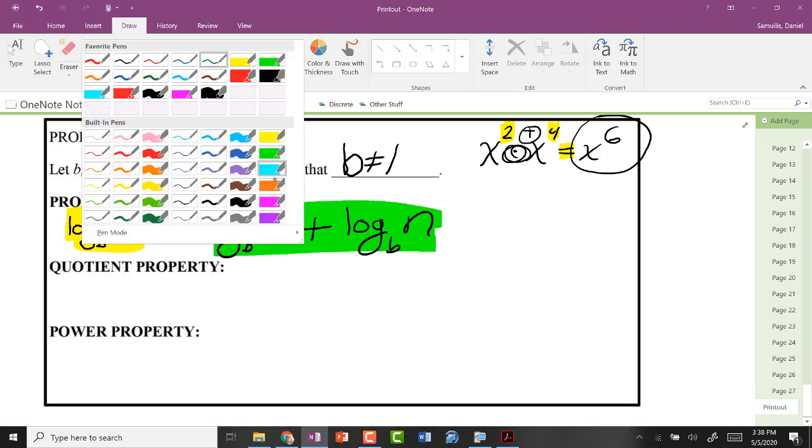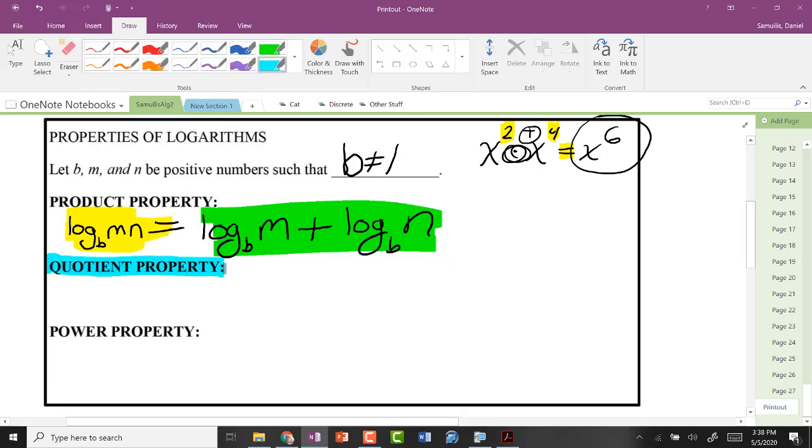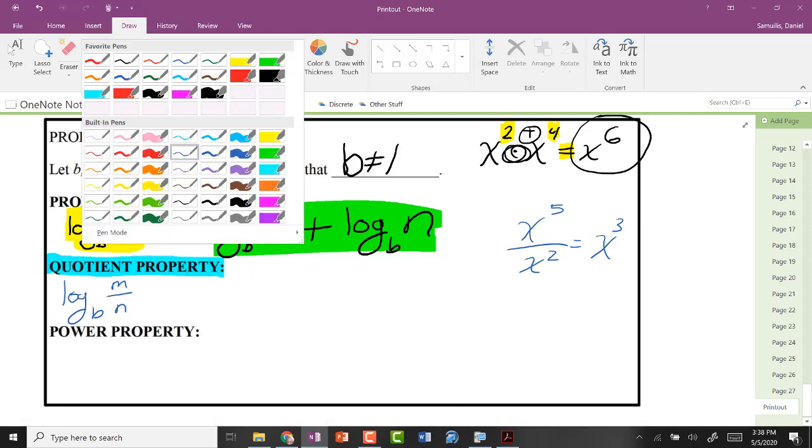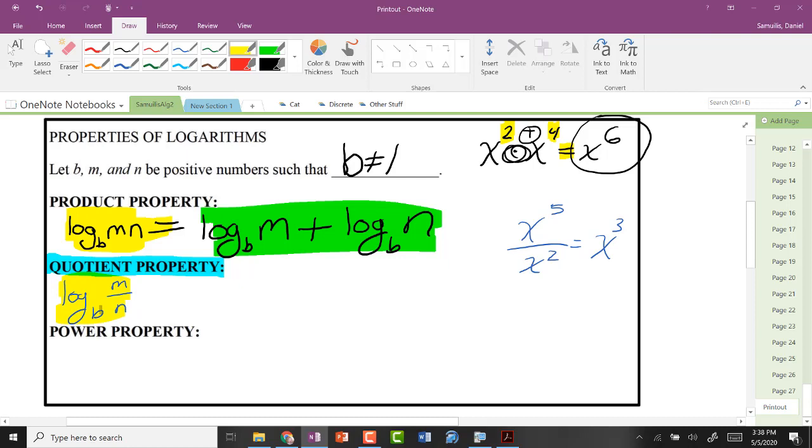Okay, now if we have products and sums, what do you think the quotient property is? Let's do a quick reminder. If I had x to the fifth divided by x to the second, what do I do with those exponents? We subtract. So if I have log base b of m divided by n, how am I going to expand that? Right, with subtraction. So log base b of m minus log base b of n.